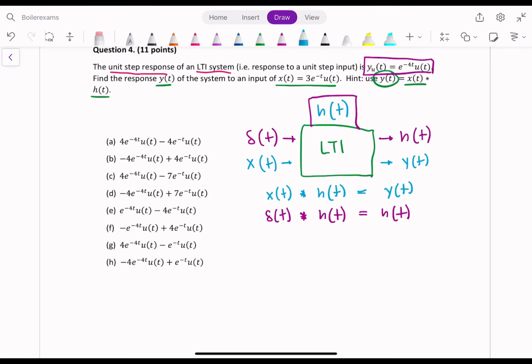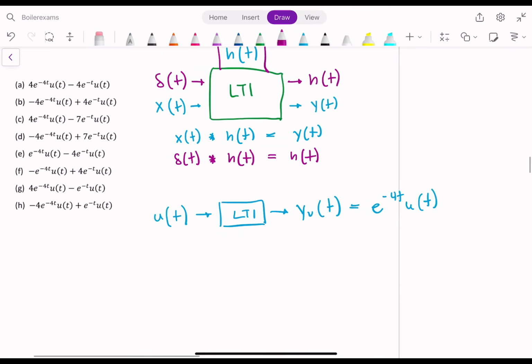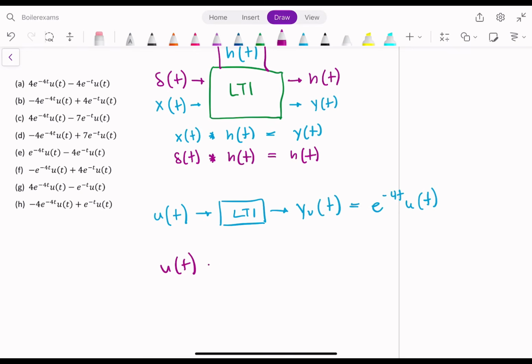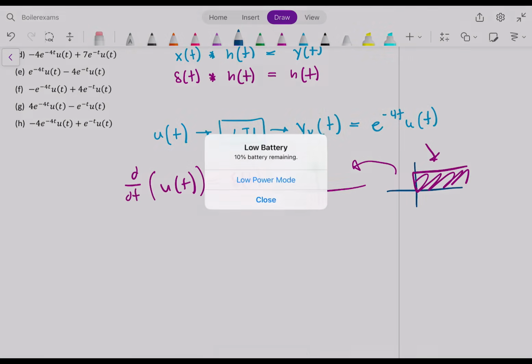The unit step response is what you get if you apply the unit step function into this LTI system, which in this case is equal to e to the negative 4t u of t. So how is this related to the impulse response? Well, the derivative of u of t is equal to the Dirac delta function, right? The Dirac delta function is this crazy thing, this impulse at 0, and the unit step function is equal to this. And so the derivative of this gives this.